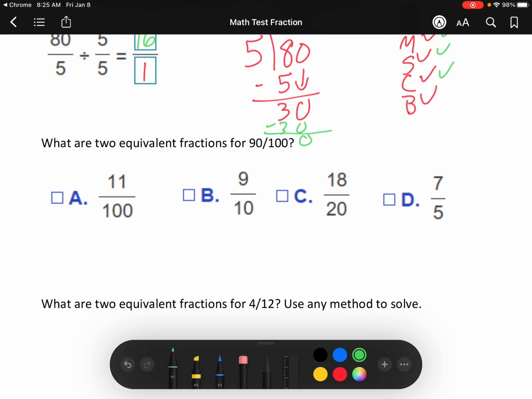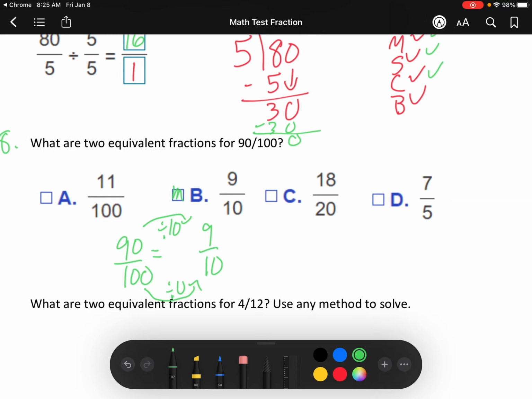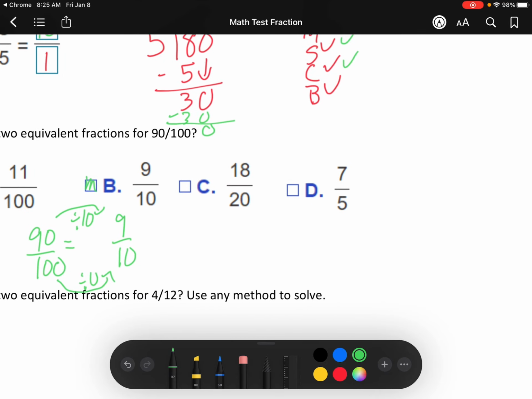For number 8, we have, what are 2 equivalent fractions for 90/100ths? So I need to think, how do I get from 90 to 100? Or how do I get from 90 hundredths to one of these other numbers? If you selected B, you are correct because I'm dividing by 10. Remember, when I divide by 10, I just remove those zeros. And there's another one in here. Do you see it? It's going to be this one right here.